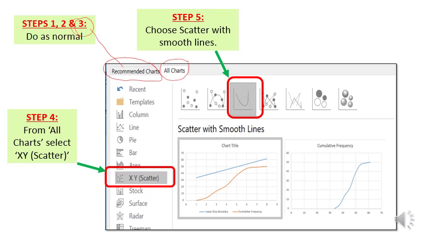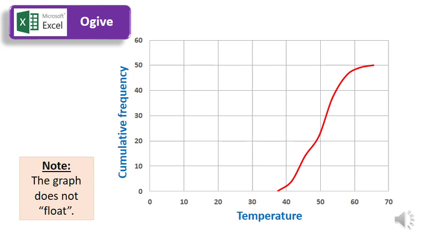Okay, and it gives you sort of two options there. One has two lines on it, which just looks odd because we know we're only plotting one line. So we're going to choose that option. And that will be your final ogive. Notice it is touching the axis. Okay, and very clear from here, you can see that there are no temperatures below that value there. And if you go along nicely, you can see 50, the cumulative frequency. And our graph doesn't float, yay.